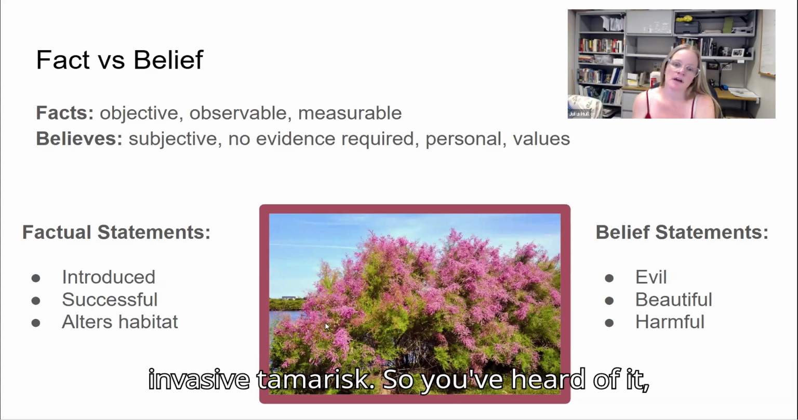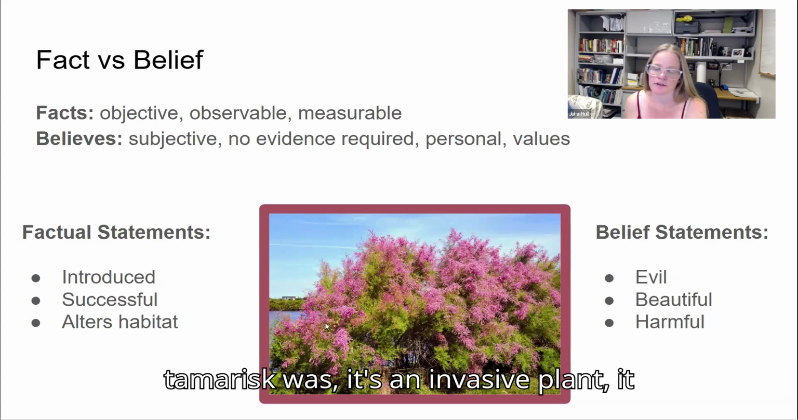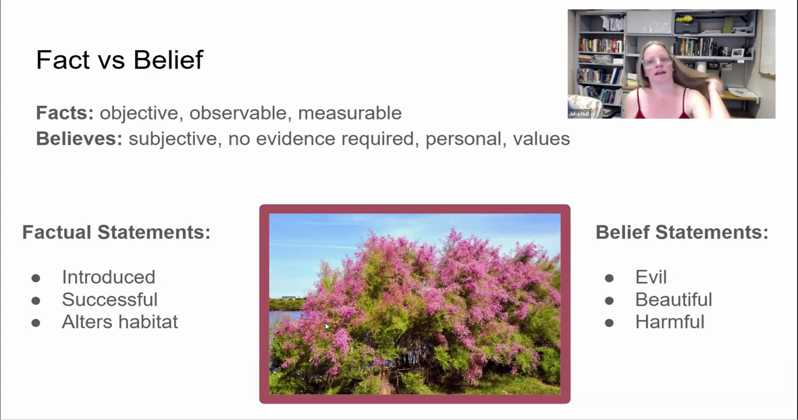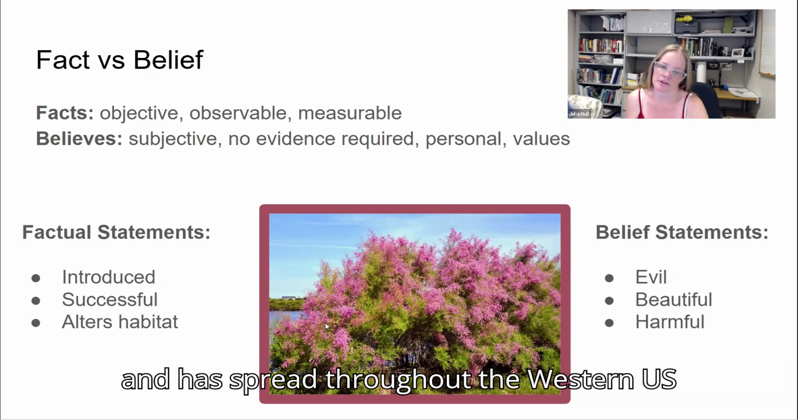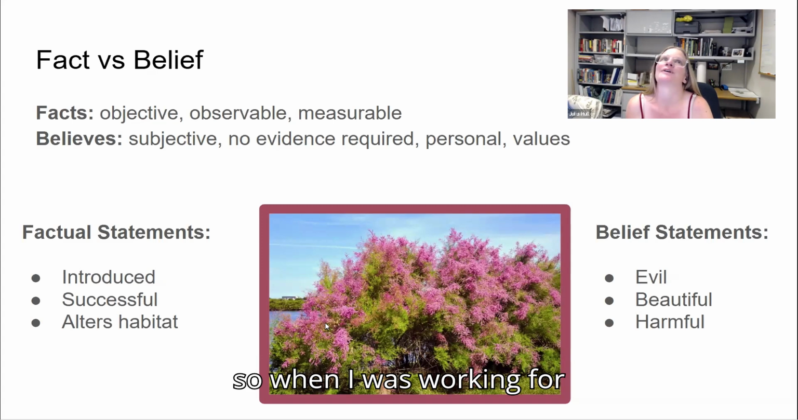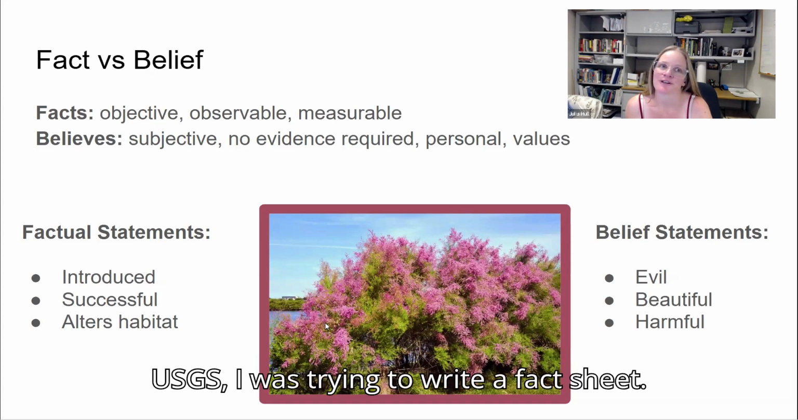So you've heard of it. Tamarisk, it's an invasive plant. It was introduced in the mid 1800s and has spread throughout the Western U.S. along these river systems. And so when I was working for USGS, I was trying to write a fact sheet.